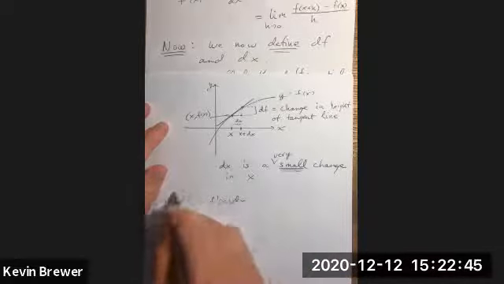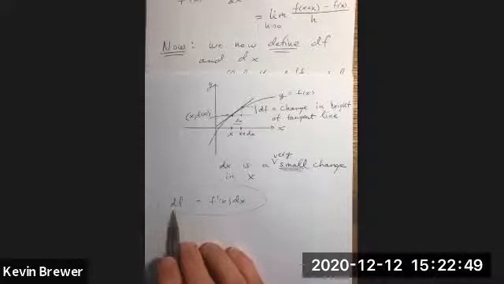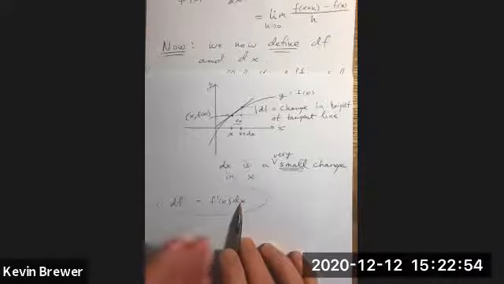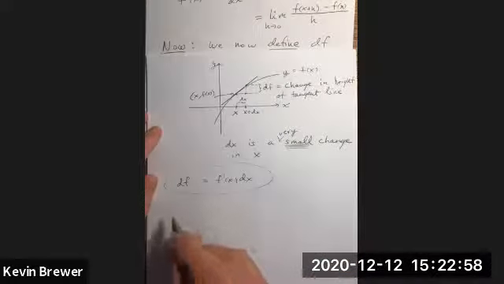So here's your differential of f. And by definition, the differential of f is f prime of x times dx, which is a small change in x values. So let's just look at some examples where we compute these things.